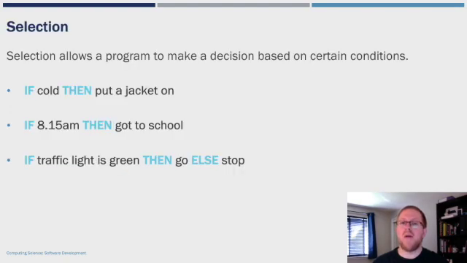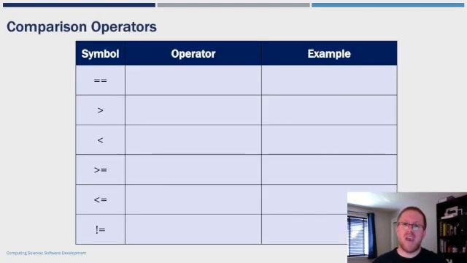Selection involves a program making a decision based on certain conditions, and we as humans make decisions fairly simplistically all the time. For example, if it's cold, you're going to put a jacket on. If it's 8:15 in the morning, you're going to go to school. If I'm driving my car and the traffic light is green, then I'm going to go. If it's not, I'm going to stop. These are all decisions that we make based on certain conditions. When we are thinking about the conditions in programming, we need to make comparisons. And in order to make comparisons, we need to use these comparison operators.